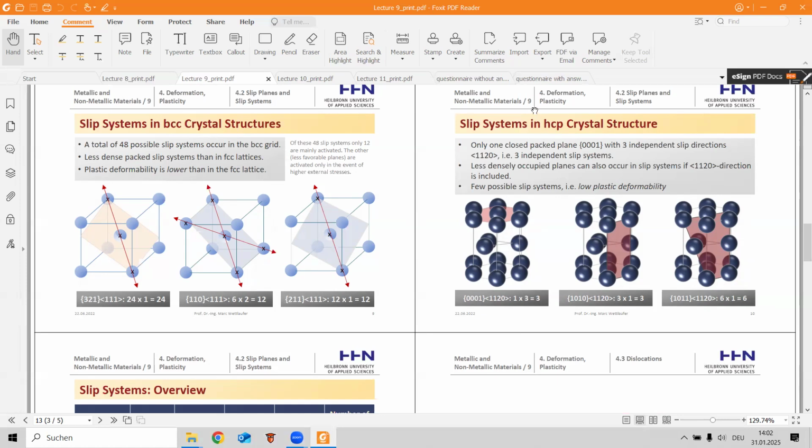Slip systems in the hexagonal crystal structure: one close-packed plane, 3 independent slip directions, so 3 independent slip systems. Less densely occupied planes can occur in slip systems if this direction is included. Few possible slip systems means, for instance, no plastic deformability.